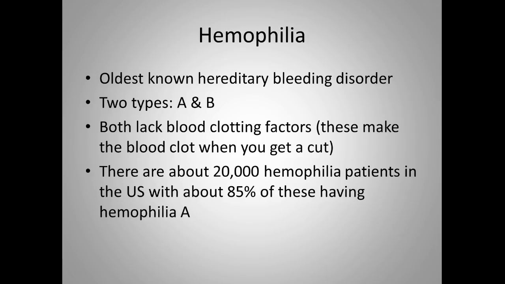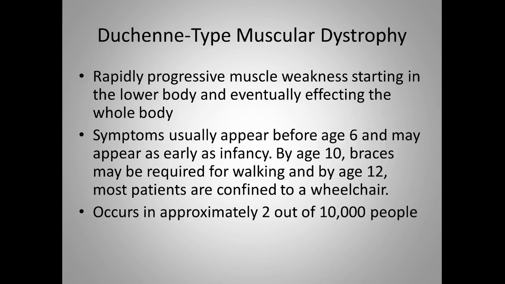Hemophilia is a disease of the blood. There's actually 2 types of it, but in both types, the blood doesn't clot properly. So when a person gets cut, they can actually bleed out because their blood is not clotting. It says there's about 20,000 hemophilia patients in the U.S. About 85% of these are type A. Now again, in the United States, when somebody has hemophilia, they can give them drugs now that will make their blood clot. So generally, as long as they're taking their medicine, it's not an issue.